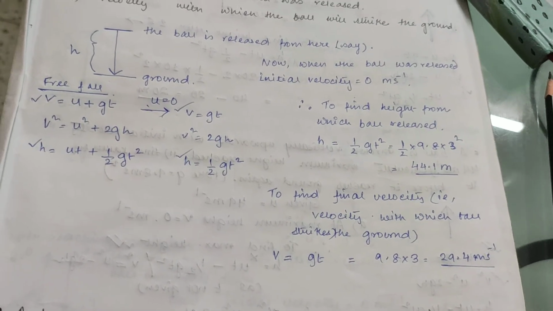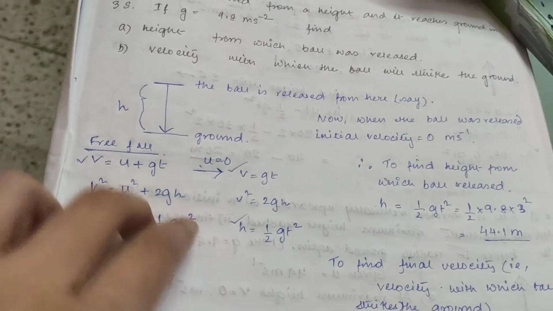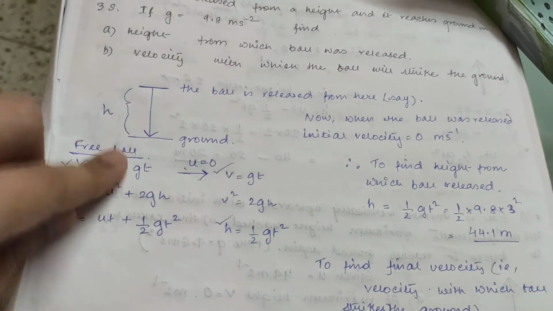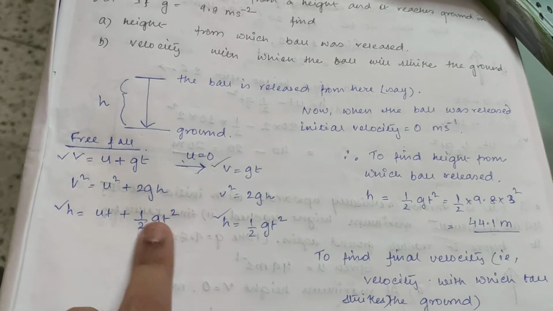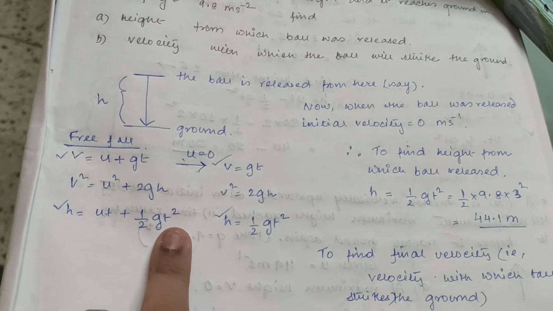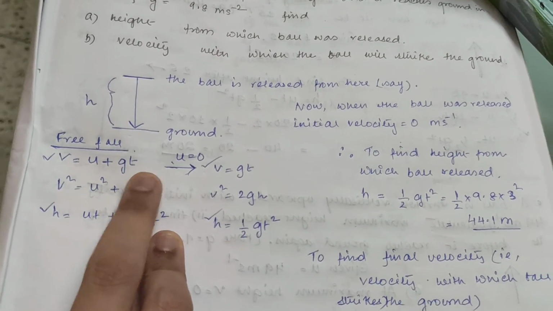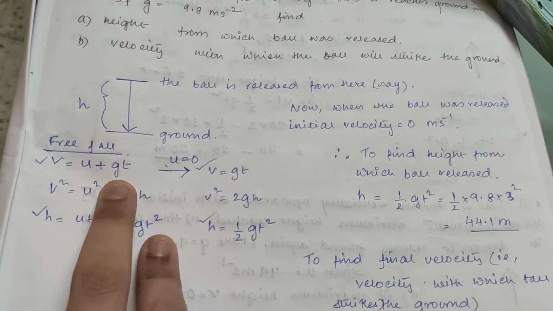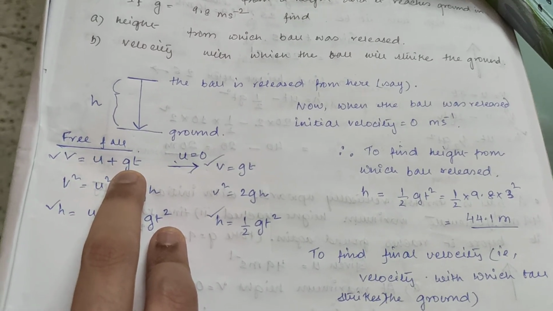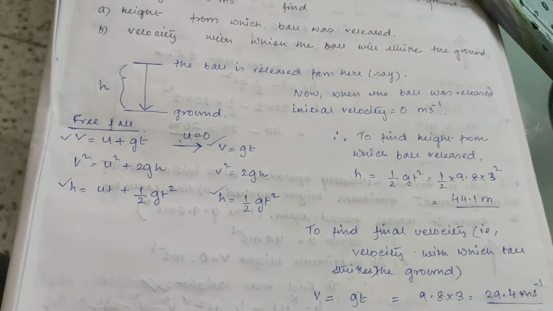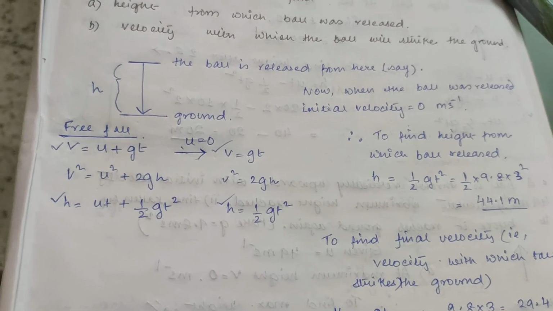Please be careful about the equations you use when the body is falling, plus g. Equations of motion, I hope by now you have learned the three equations of motion. This was V equals u plus at. Instead of a, it's plus g, because it's falling due to the acceleration due to gravity. Acceleration in this case is acceleration due to gravity, so in place of a, we write g. Okay?